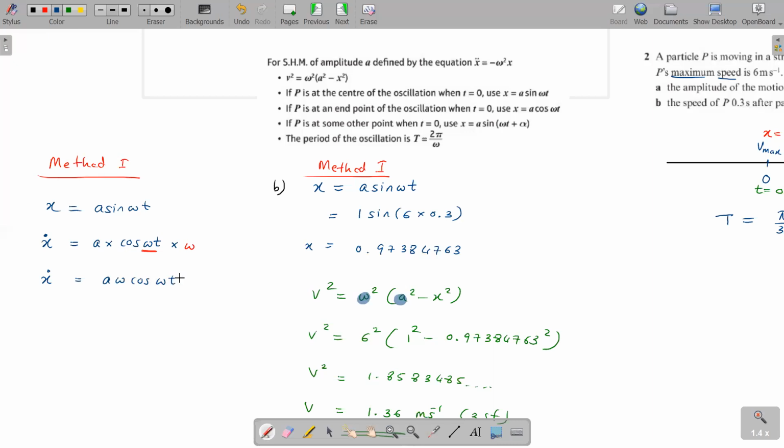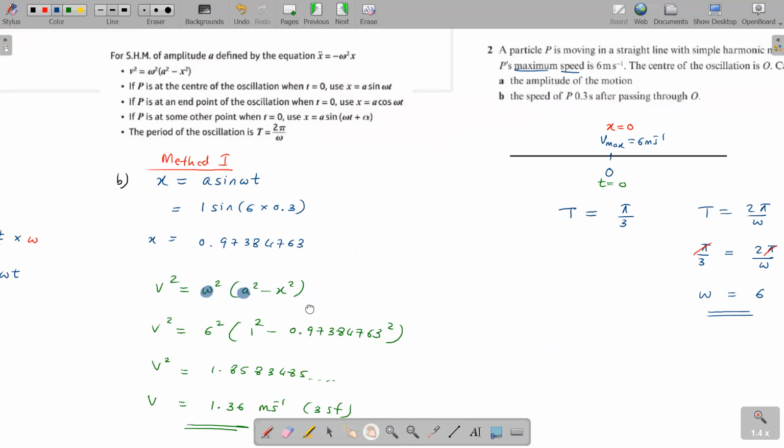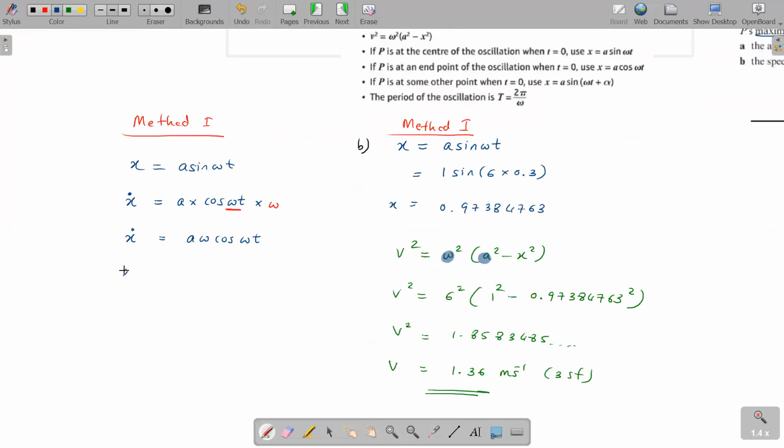And you can see now we have a direct relationship between the speed and the time. We know the amplitude. We know omega, the constant found in the previous part. And they have told us to find the speed when time is 0.3. So all you've got to do is substitute: amplitude is 1, omega is 6, cos of 6 times time 0.3. Type the whole thing in the calculator, with the calculator in radian mode, and you should be able to get the speed immediately.